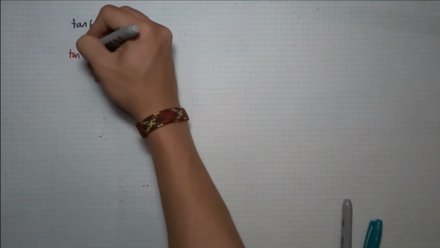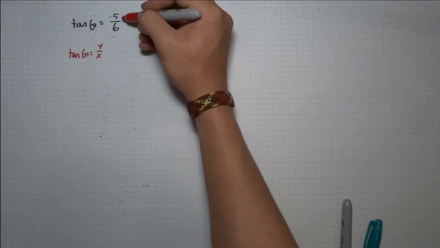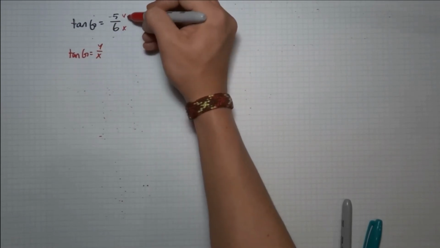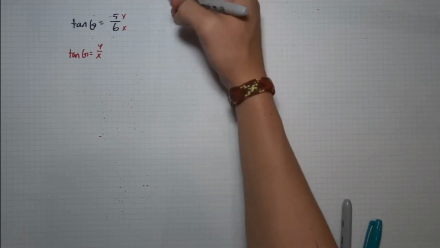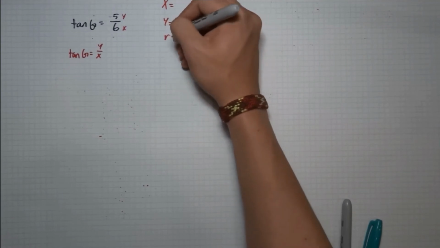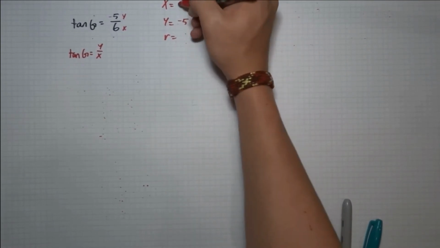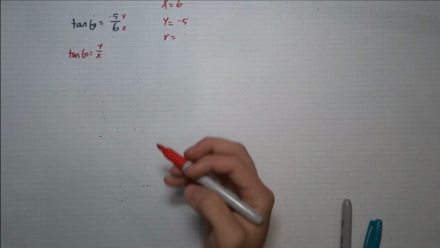So whenever we have tangent of G, it's usually y over x. So that's what we have right here. We have y and we have x. That's what they gave us. So again, I'm going to make my columns right here. I have x, y, and r. And I know that y is negative 5 and x is 6.